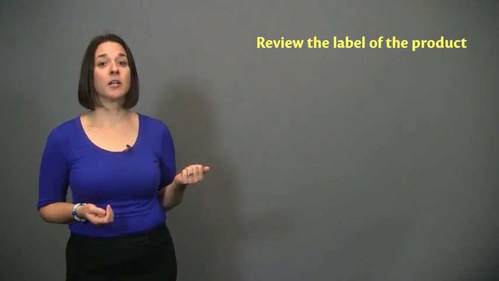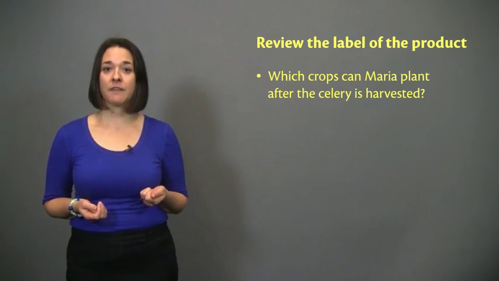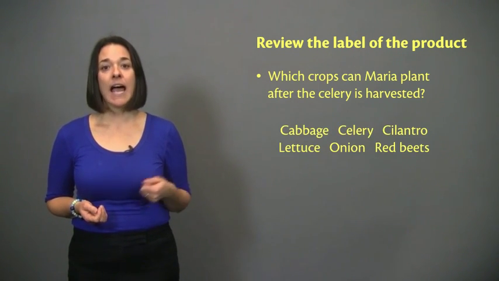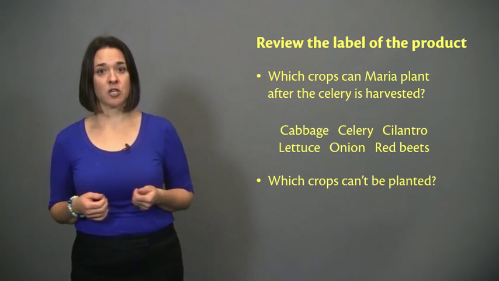Now, spend a few moments reading the Caparol 4L label and determine which from the following crops Maria can plant after the celery is harvested and which ones she can't plant because of the plantback restrictions.